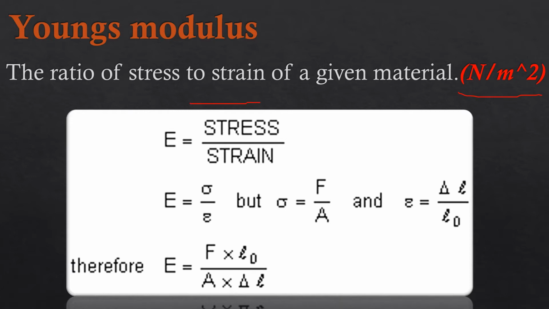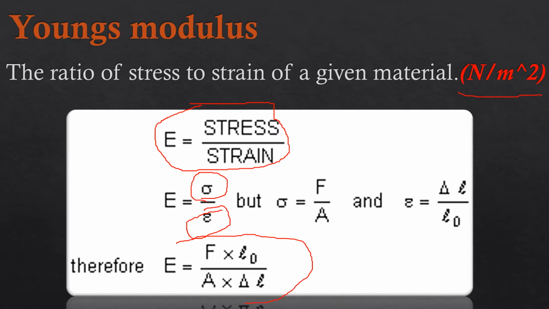So this formula of Young's modulus is important, where E is Young's modulus, sigma is stress and epsilon naught is strain. But sigma equals F over A and epsilon naught equals delta L over L naught. So this is our formula.